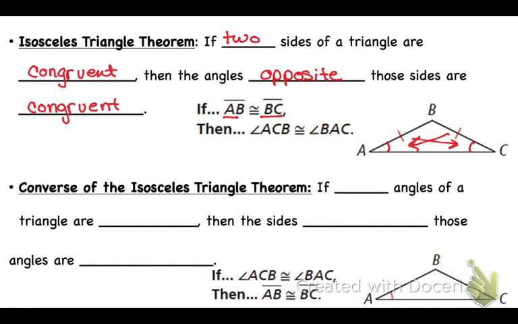So the converse, that means I undo it, right? I do it backwards. So the converse of the isosceles triangle theorem says if two angles of a triangle are congruent, then the sides what? Can we fill in the rest? The sides what? Opposite. Those angles are what? Congruent.